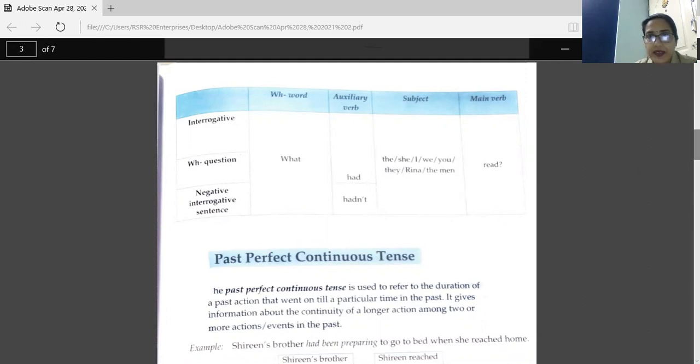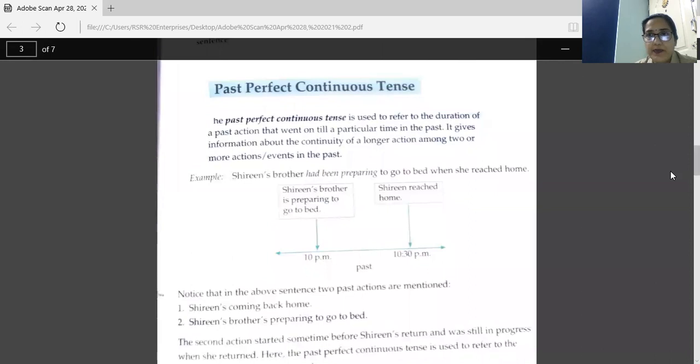Now, next we have past perfect continuous tense. Let's see what's there. The past perfect continuous tense is used to refer to the duration of a past action that went on till a particular time in the past. It gives information about the continuity of a longer action among two or more actions or events in the past.